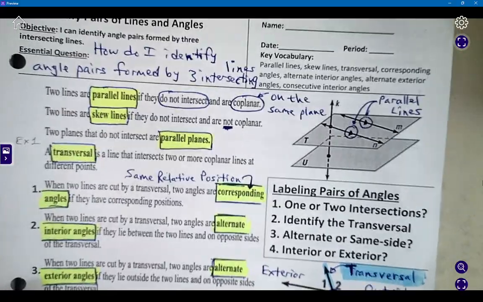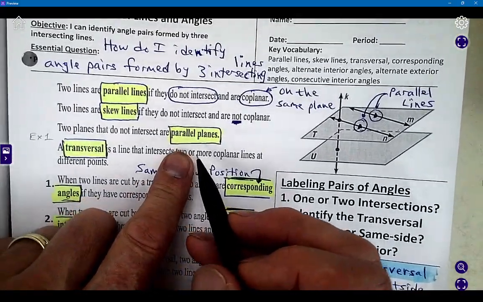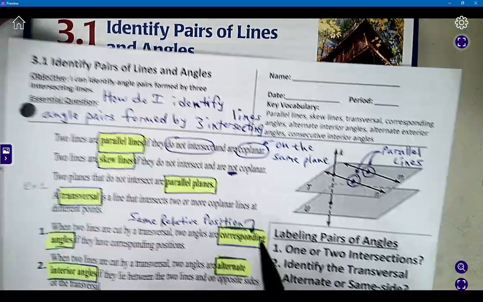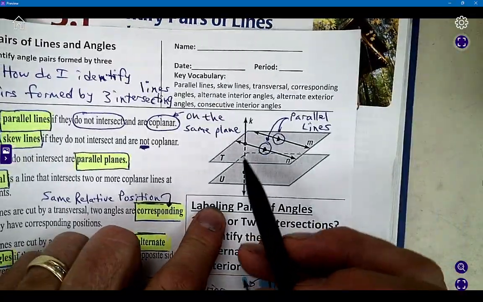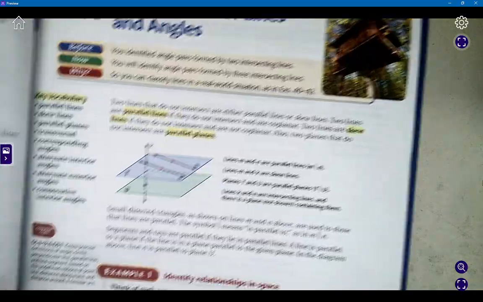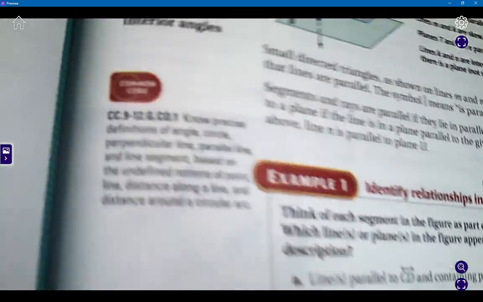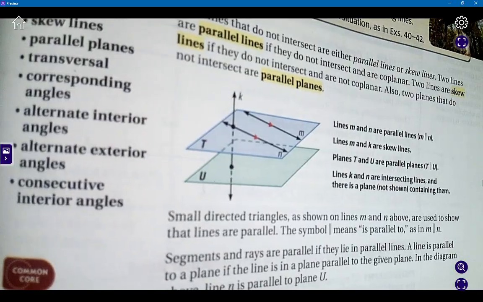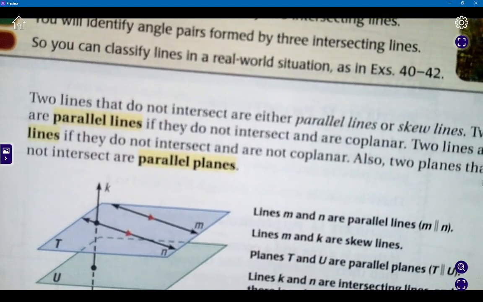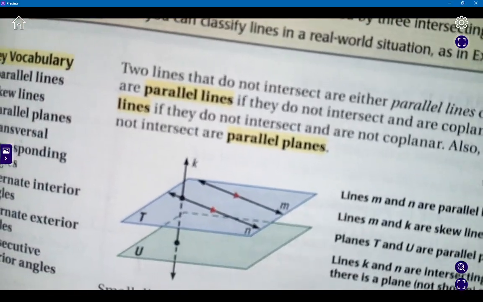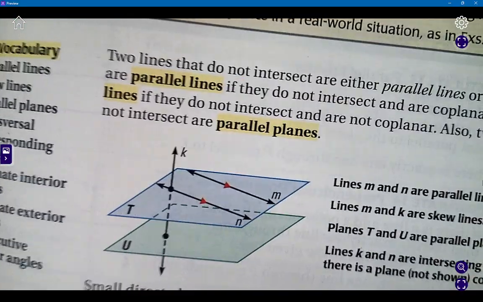Let's talk about parallel planes now. So these two planes here, and can I show you here? Yeah, it might be easier to see it in here, but you also have it on your notes.